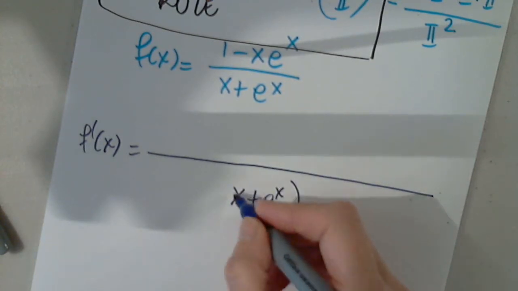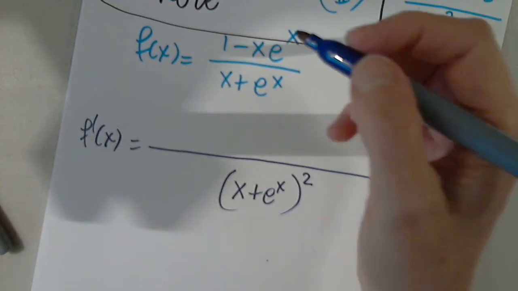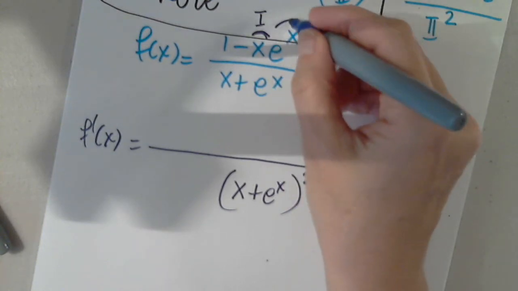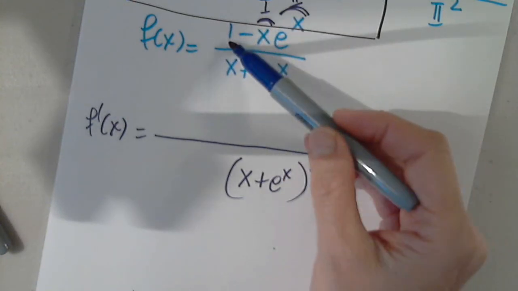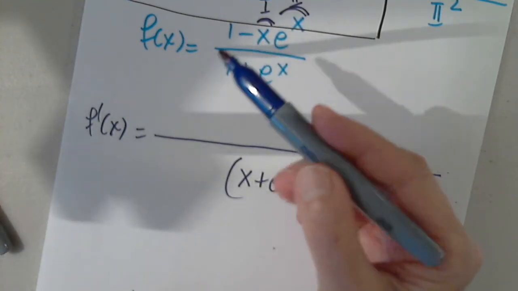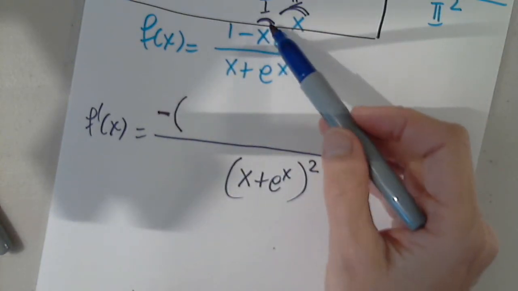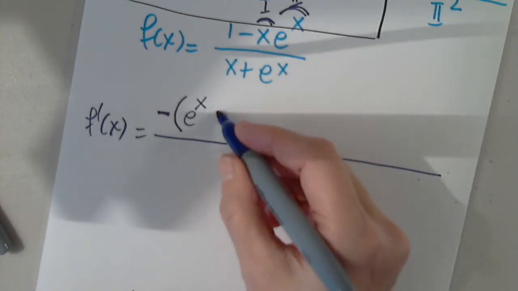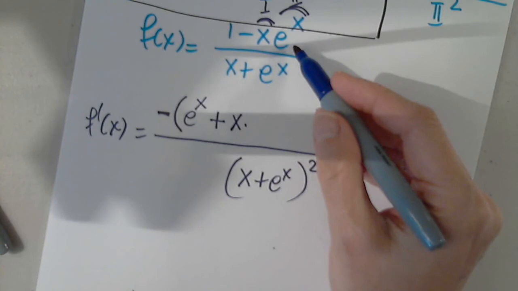So now f prime, over x plus e to the x squared. Now you have to be very careful, because the numerator also has a product: function 1, function 2. So when I differentiate this, I differentiate 1 and I get 0. Then I see minus, leave it alone and leave it outside. I differentiate the first function to get 1 times the second function, which is e to the x, and then plus, I copy the first function and differentiate the second one. Nice.